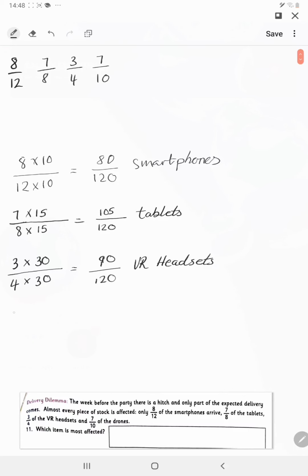And then finally we have 7/10. We need to times 10 by 12 to get to 120. So we're timesing 7 by 12, which will give us 84 over 120 for drones.